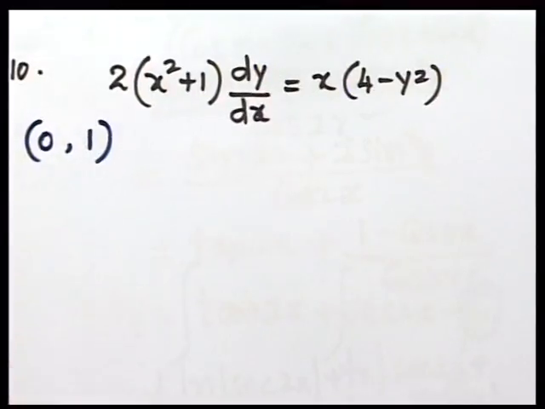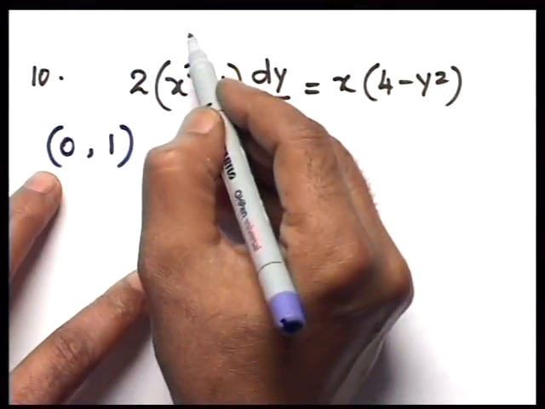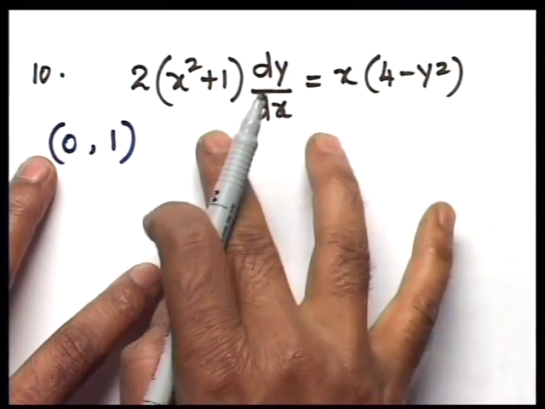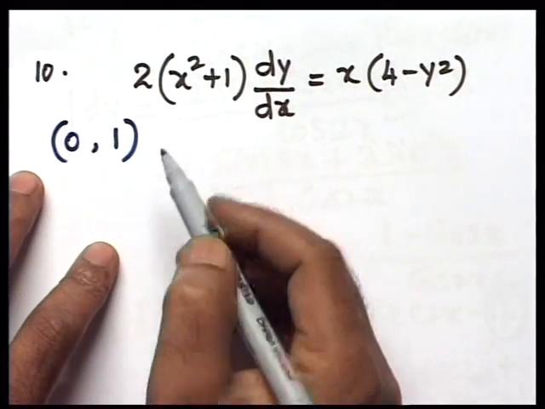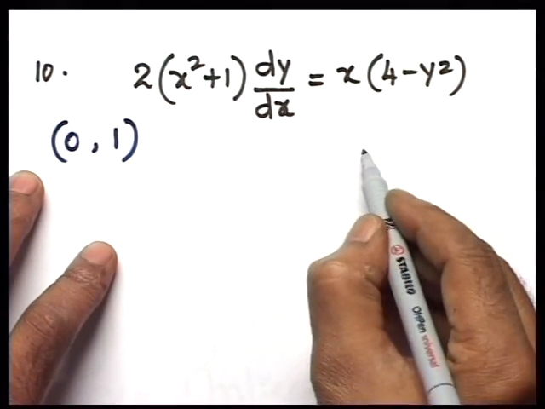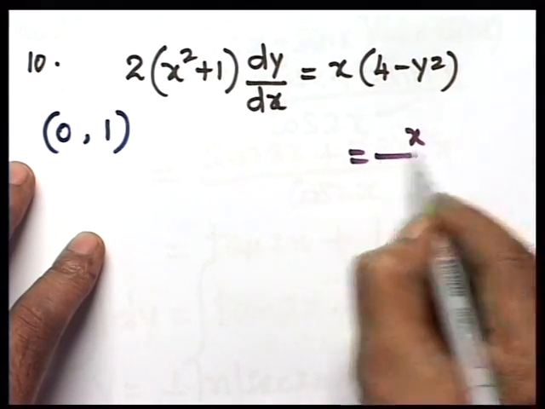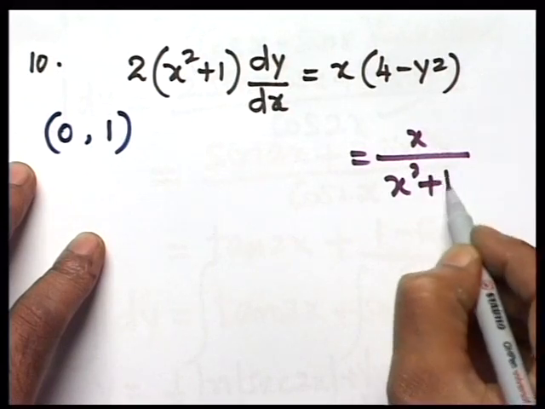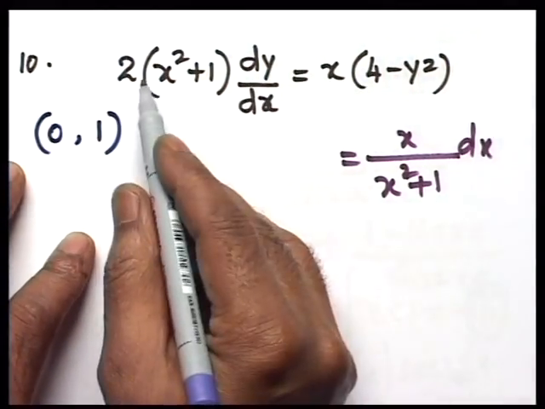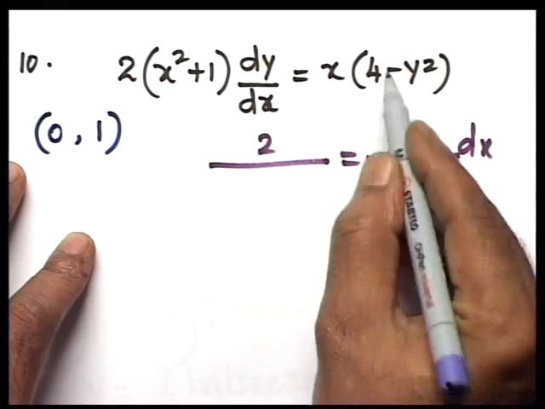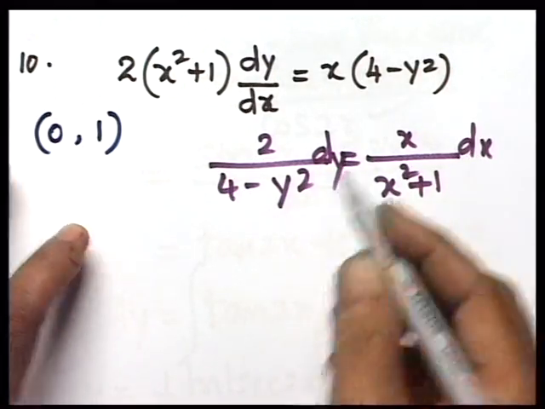Last and final question, the 10th one. They want us to find a particular solution of this differential equation. Initial condition is given to me. Let's transfer the x's and y's to one side each. So it's actually x divided by x square plus 1 dx. Left hand side is 2 over 4 minus y square dy there.